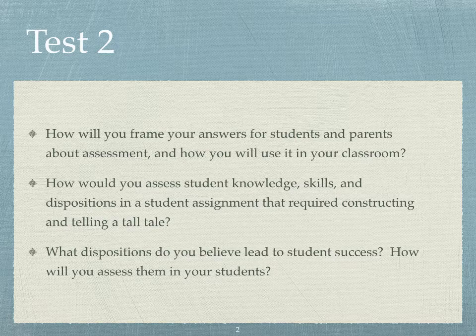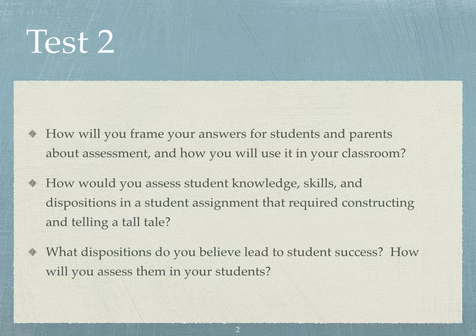On Test 2, which is worth 100 points, you'll be asked to address in 3 parts 3 areas or concerns. The first part, worth 50 points, will ask you to frame your answers for students and parents about assessment and how you use them in your classroom. You'll be asked to look at each of 5 forms of assessment and write a paragraph describing what it is and how you intend to use it.